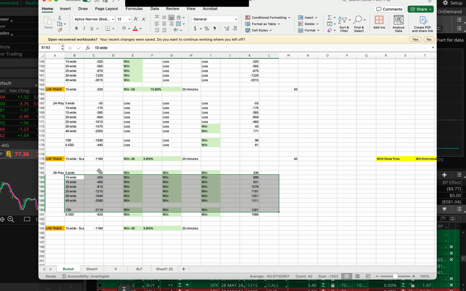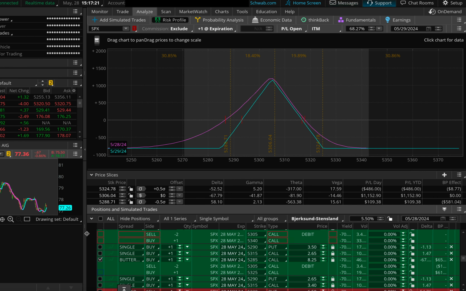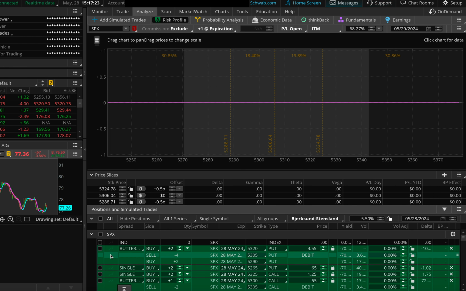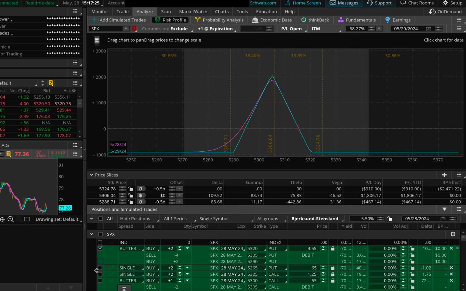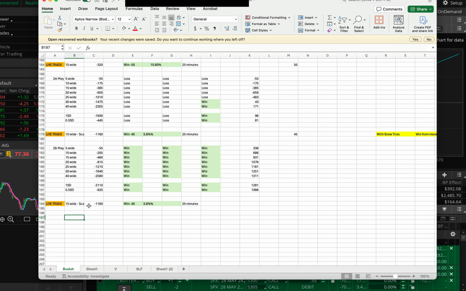It was a good day for the paper monies today. It was a good trade for our live trade. So the live trade was the 15 wide, scaled times 2. Let's see what the risk was on it. Since we put the snow tires on, we're going to look at the total risk with the snow tires on it, which was 1290. We won 100.